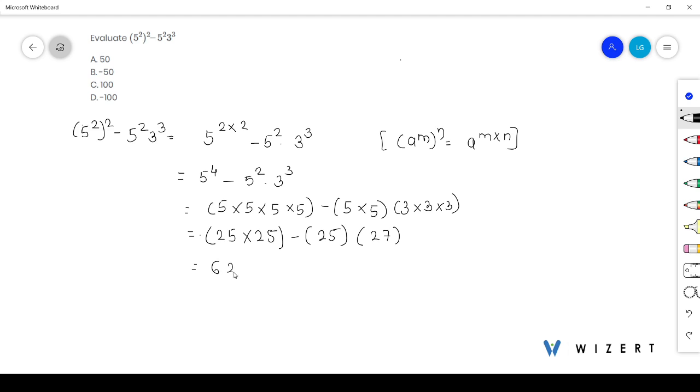25 into 25 is 625, minus 25 into 27 is 675. So 625 minus 675 is minus 50.